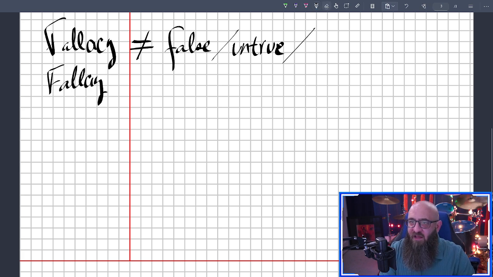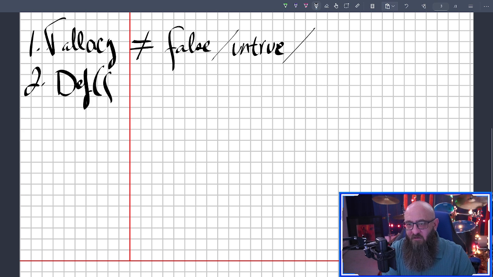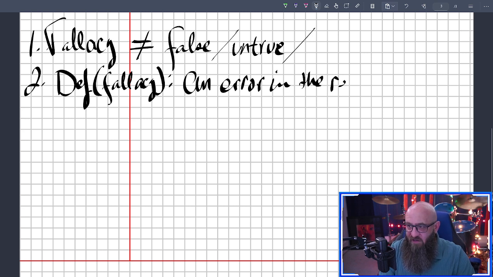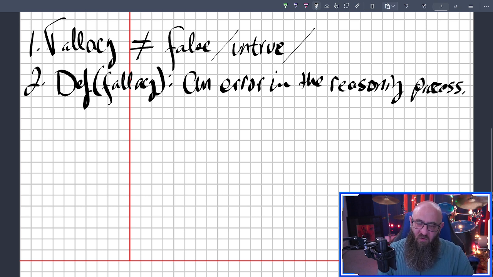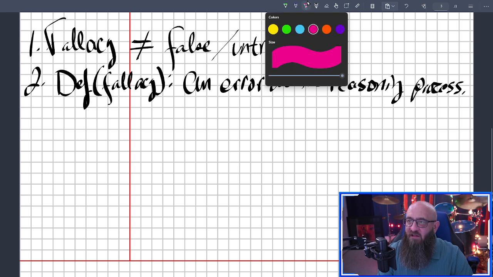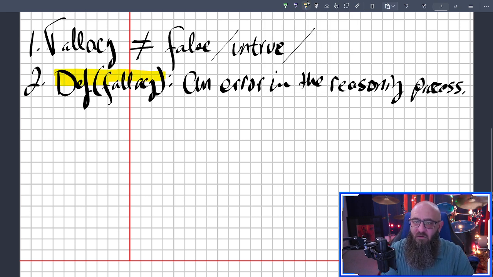actually, let me do it this way, and we're just going to define it the way that they defined it here. So that's point number one. We'll define fallacy. So definition, fallacy as an error in, I'm going to say, the reasoning process. So that'll be our first definition here. Let's just highlight this real quick. Okay.